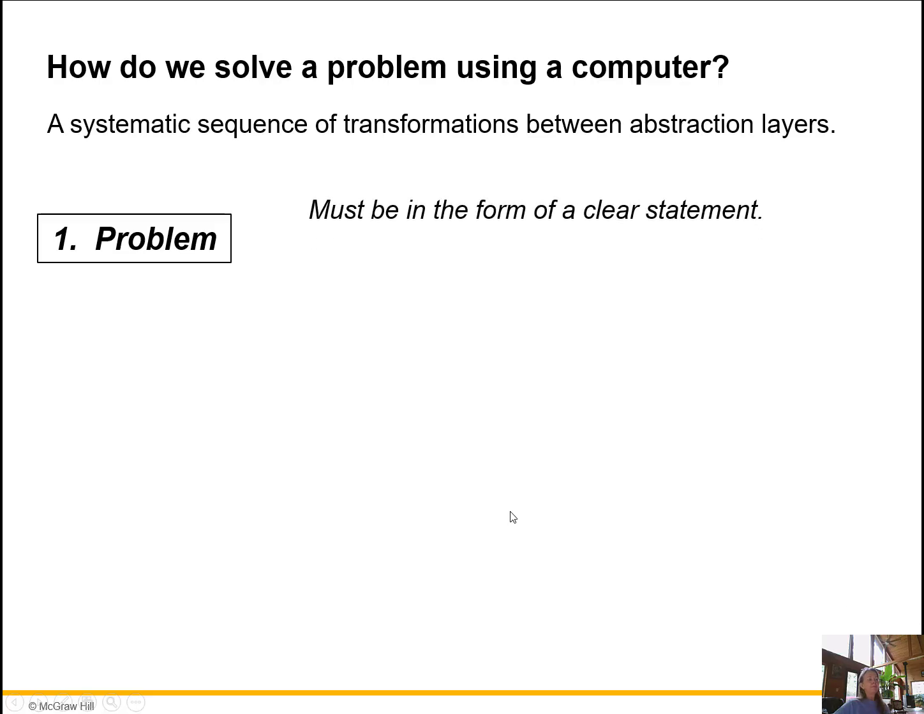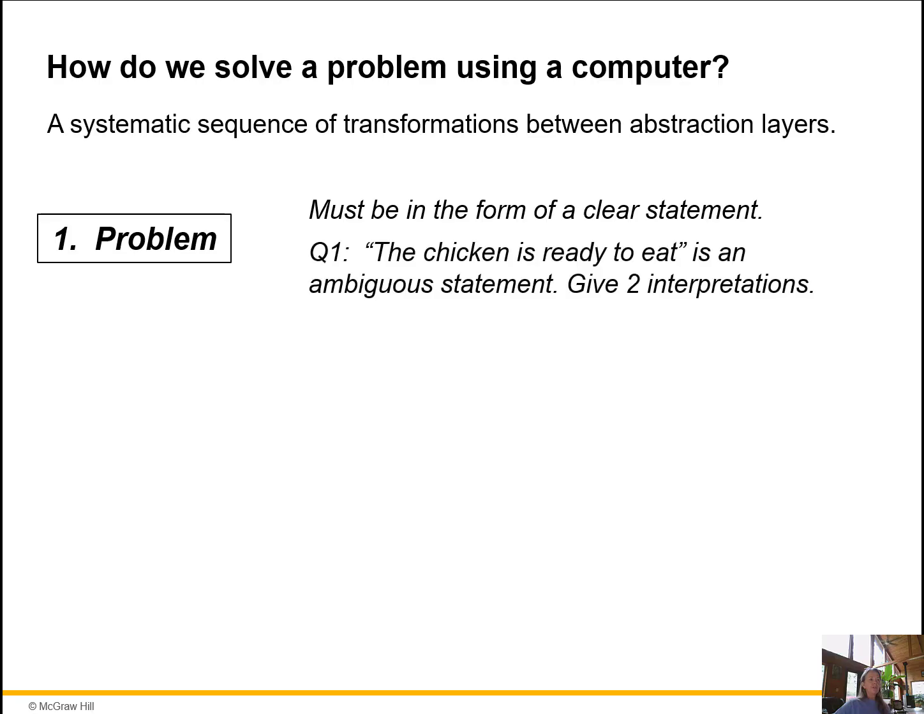First up, our problem must be in the form of a clear statement. So here's your first quiz question. Get out your pencil and write this down. The chicken is ready to eat. So for your quiz, what you will write down is you'll write quiz 1, and this is question 1. The chicken is ready to eat. This is not a clear statement. It's an ambiguous statement.